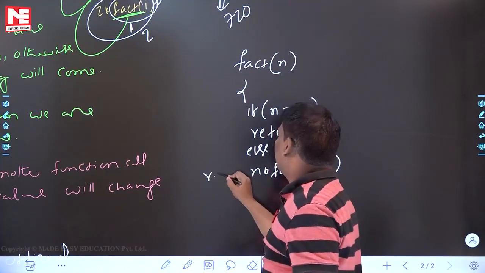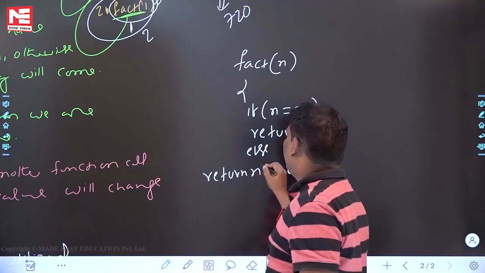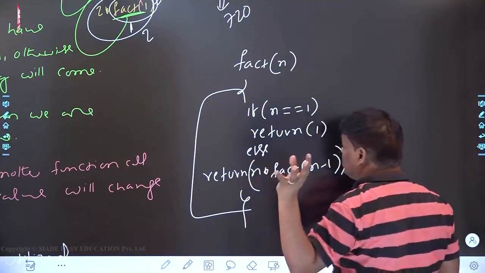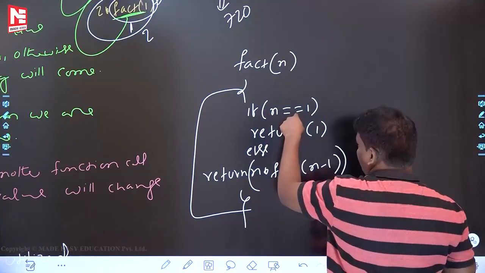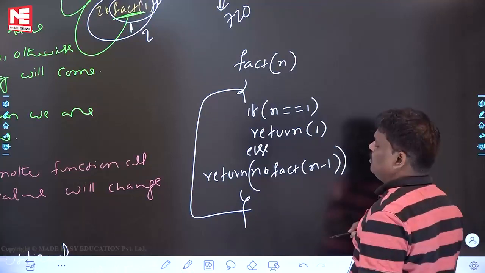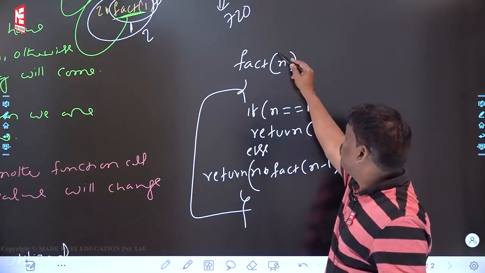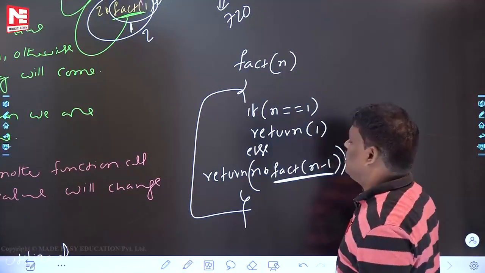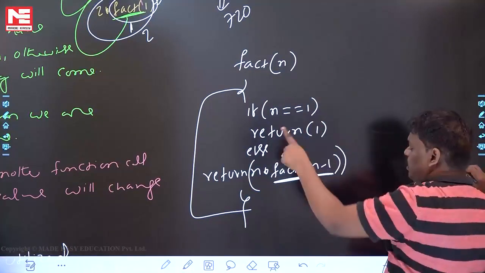After getting this, return it. So if the problem n is very small, then return directly. If it is not small, then call like this: n into fact of n minus 1. Solving a bigger problem in terms of a smaller one. Some people ask, sir, how will it be done? Recursion will take care. Recursion keeps on calling, don't worry.